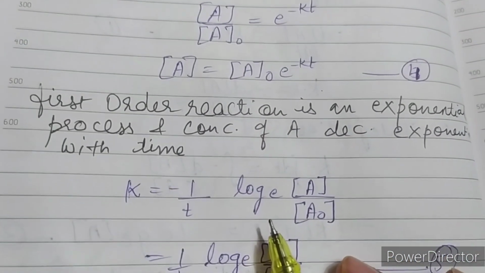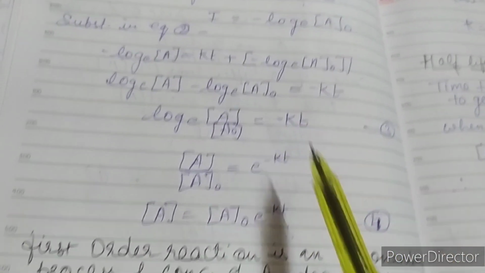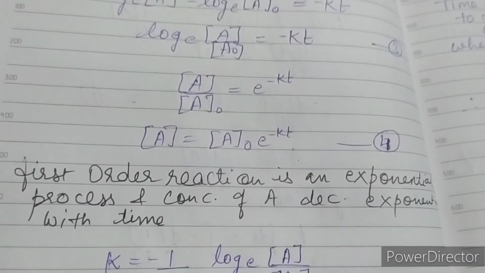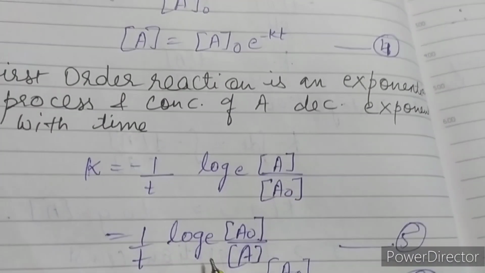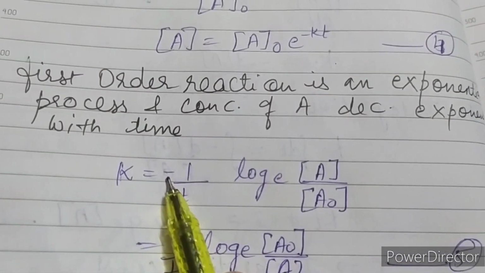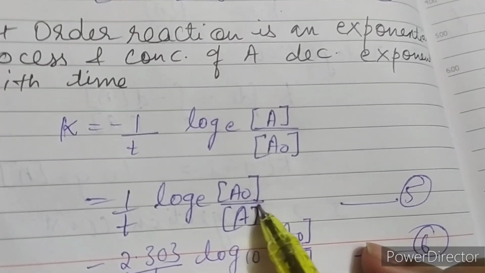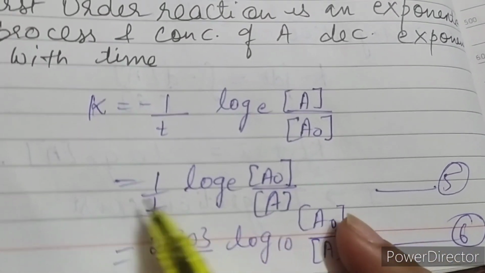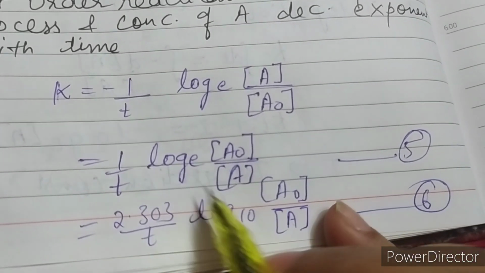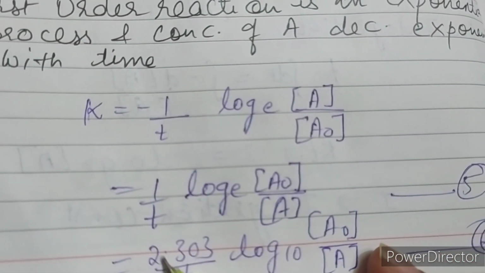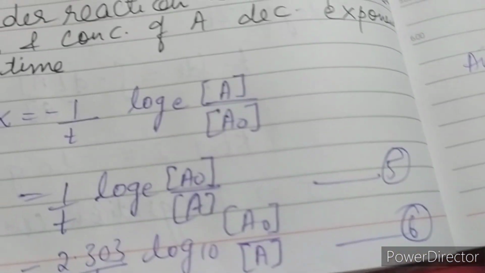Now here again I am modifying this equation that we have done earlier. K is equal to 1 upon t log e A upon A naught. So here, because the sign is inverse here, you will shift A naught above and A below, so it will become 1 upon t log e A naught upon A, and on further converting log e to log 10, you will get here the term 2.303. So this is another equation which can be used for first order reaction.